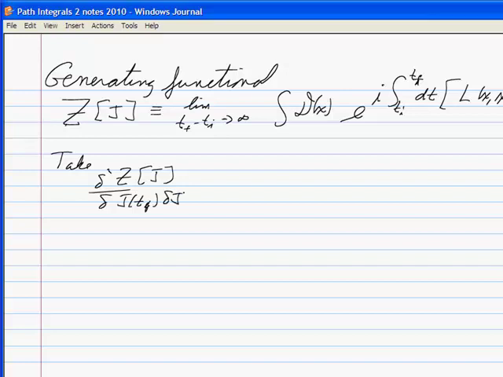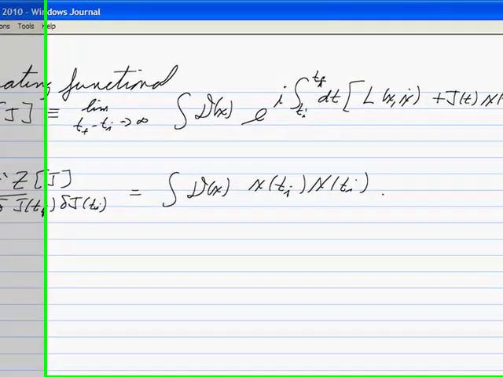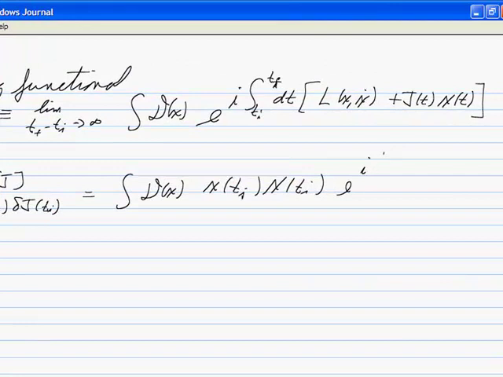With respect to j at t sub j and j at t sub i, and if I multiply by minus i squared just because I want to kill this factor. I'm going to get two factors of i that kill that, and it is then the integral dx x of tj x of ti e to the i integral dt times that stuff again.